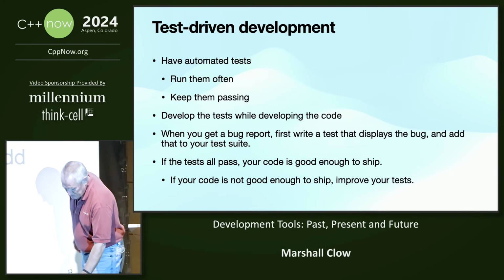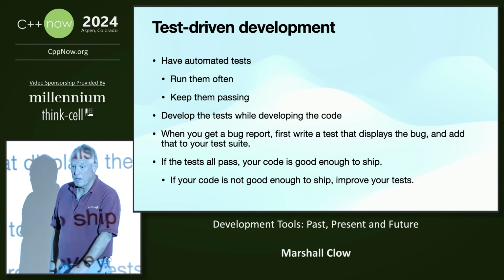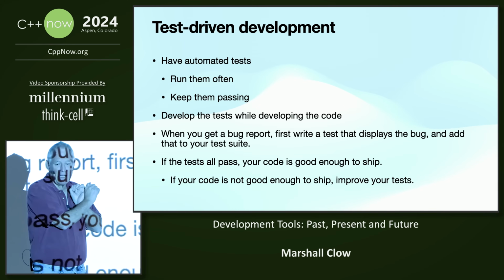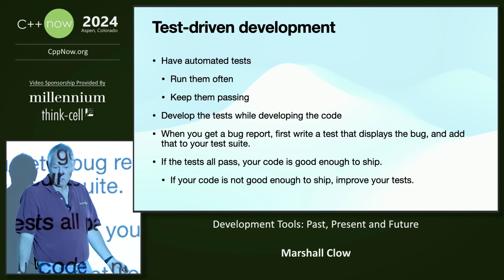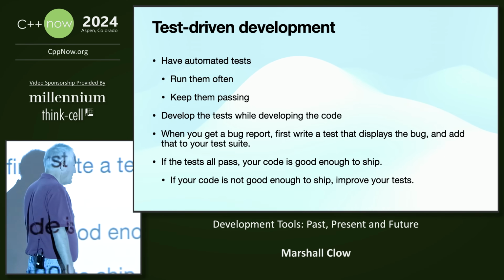Basically, it can be summed up as have automated tests, keep them passing, run them a lot, over and over again. The key here is between running them a lot is having spare computer cycles, right? Keep them passing.